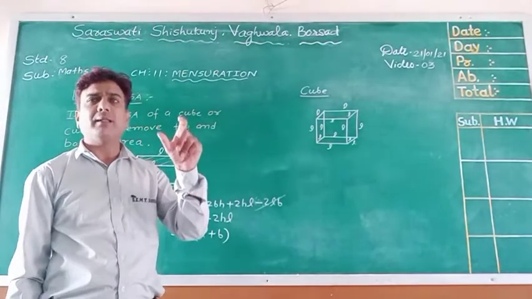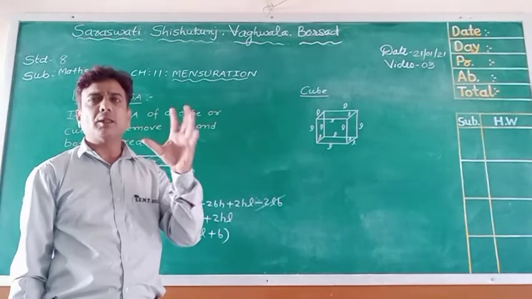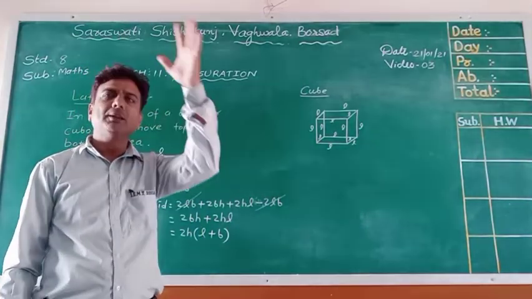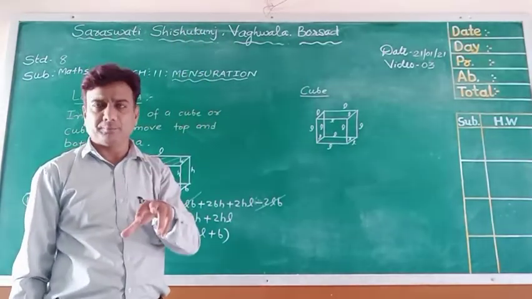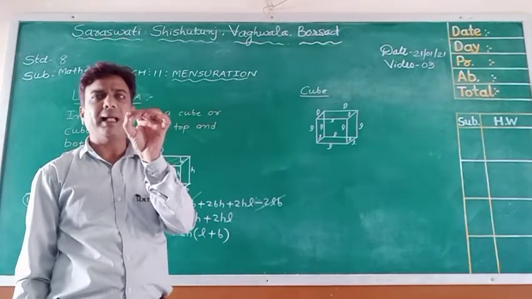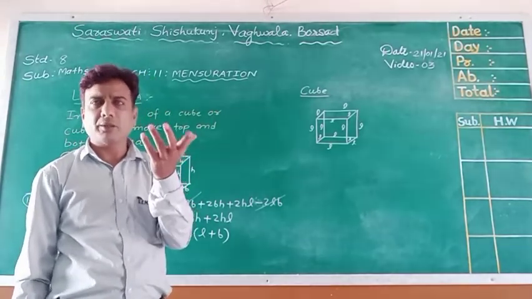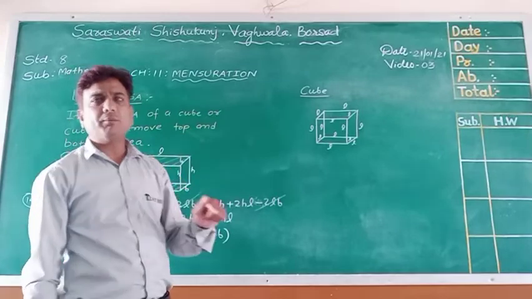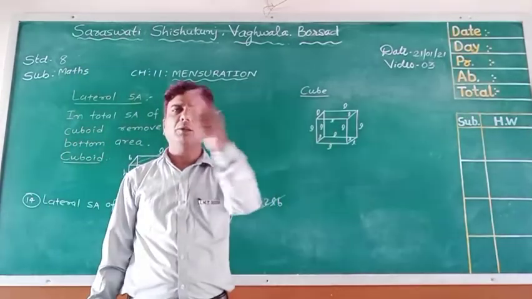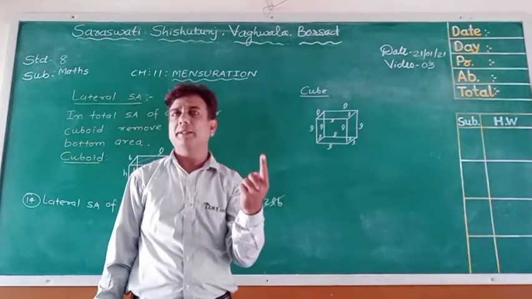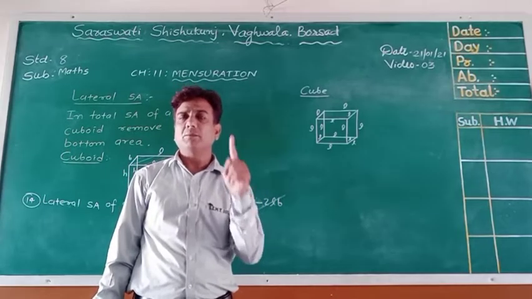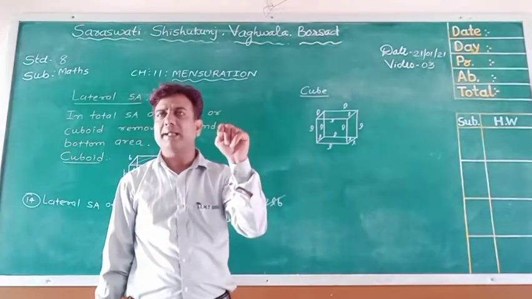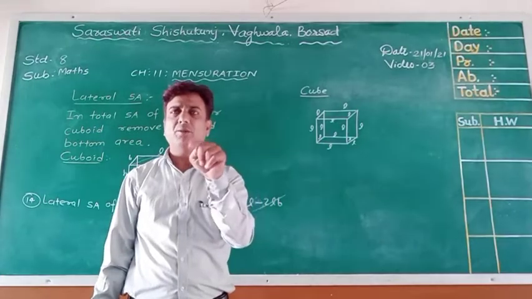If I want to find the whole surface area, the total surface area of a cube, that means all 6 sides' area will come. So its formula is 6L square. This formula we already know. But here we want to find the lateral surface area, meaning only 4 walls, 4 equal walls in a cube. One wall is in the shape of a square, and its area is L square.